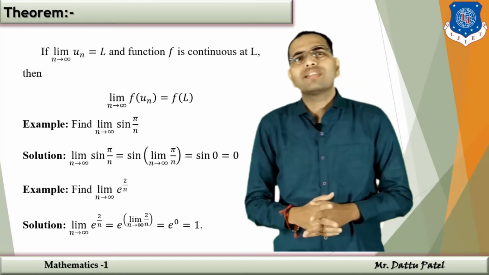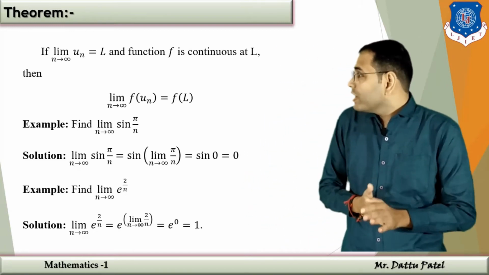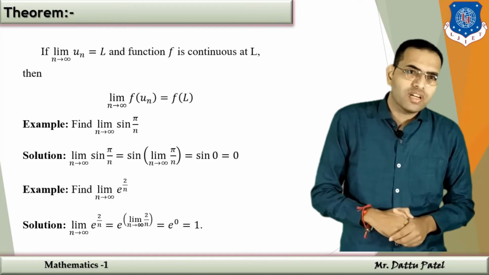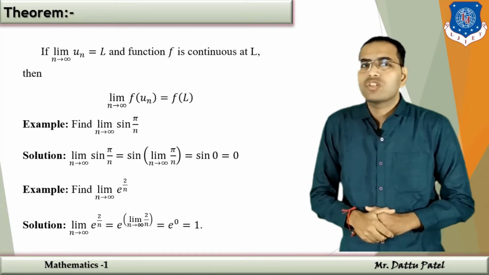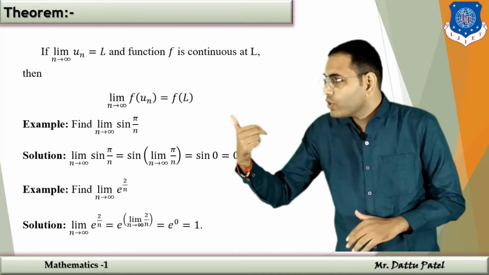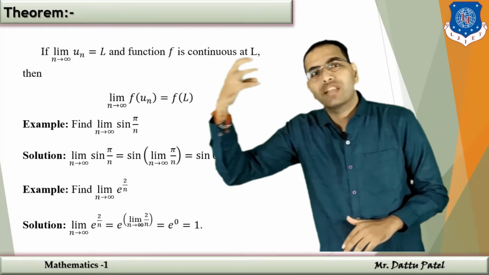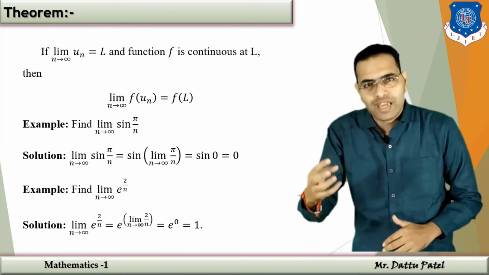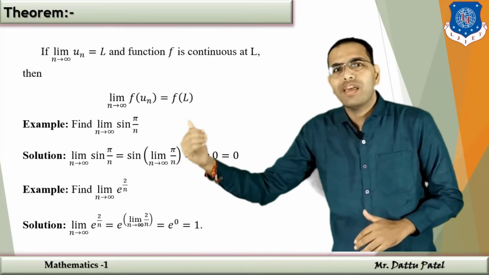Limit n tends to infinity of sine of pi by n. Here sine is a continuous function. Then we apply limit n tends to infinity. Since sine is a continuous function, the limit comes inside the function. Then we get sine of limit n tends to infinity of pi by n.